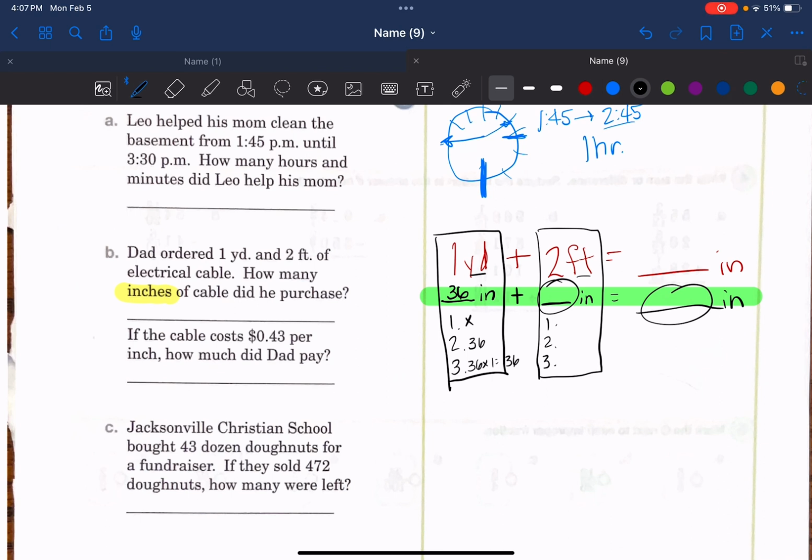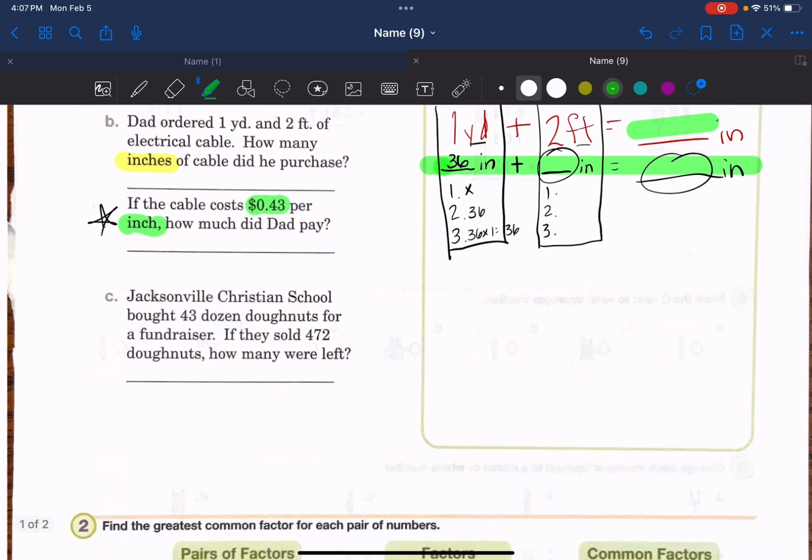Now you have to solve that first before you move on to the second part, because it says if the cable costs 43 cents per inch, that's per inch, how much did Dad pay? So you're going to need this number of inches to know how much per inch it is. When it says per inch, it means 43 cents, 43 cents, 43 cents for at least 36 times because we have 36 inches in a yard.